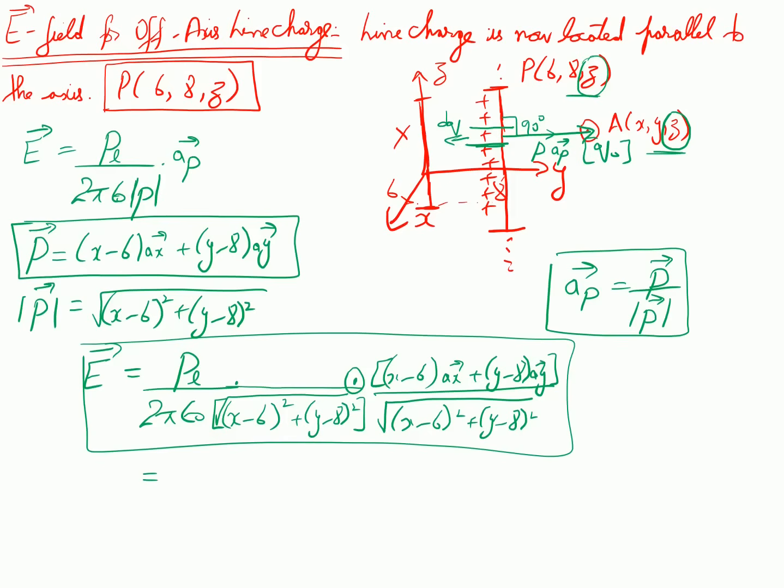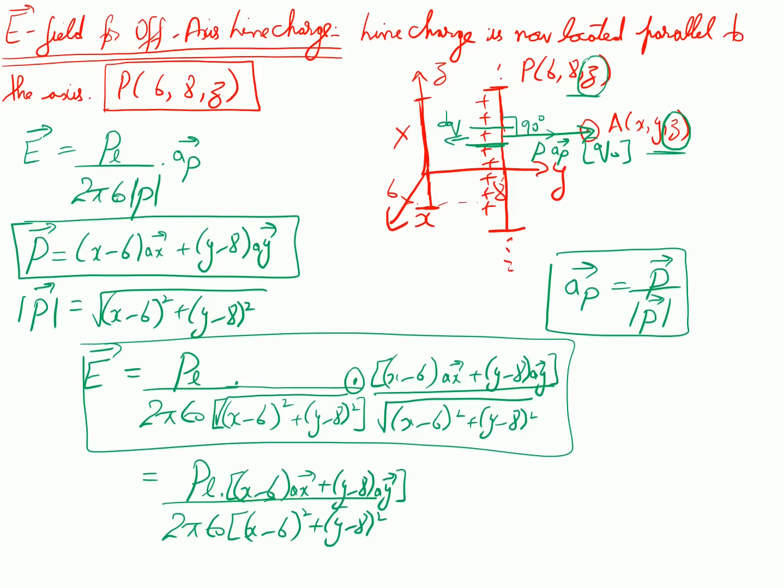So if you want, we can further simplify this to ρL divided by 2π ε₀, and the final equation comes out to be (x − 6)² + (y − 8)² in the denominator, and then the vector will be on top, that is going to be (x − 6) a_x plus (y − 8) a_y volts per meter. So this is the electric field equation when we have the line parallel to the axis, or what we call an off axis line charge.